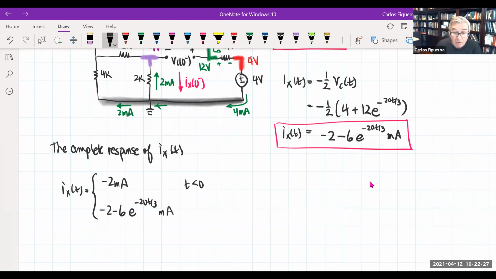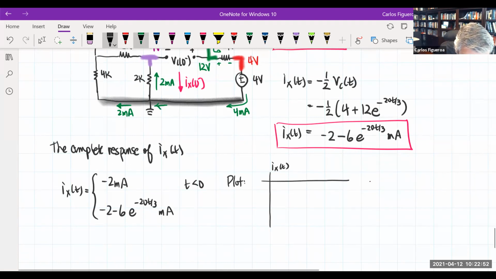So now let's plot this. Remember, we expect discontinuities. When I plot this, here's Ix of t. We're coming in at some value, and Ix of 0 minus should be minus 2 milliamps.